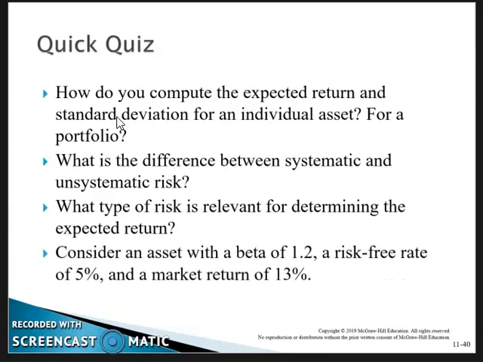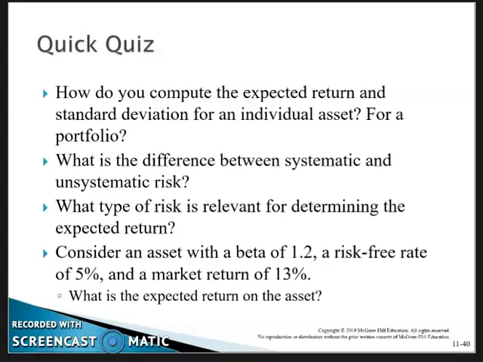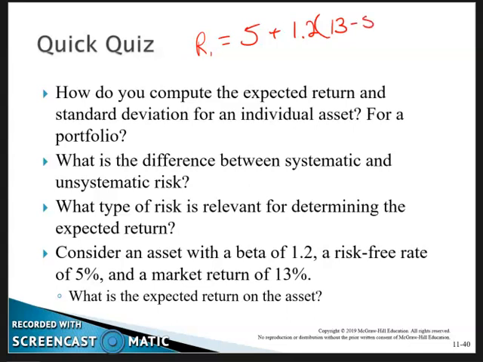Just an example here: we've got an asset with a beta of 1.2 and a risk-free rate of 5%. What is the expected return on this security? We would write it out like this. The return on security i is going to be equal to the risk-free rate plus beta multiplied by the expected return on the market of 13% minus 5.